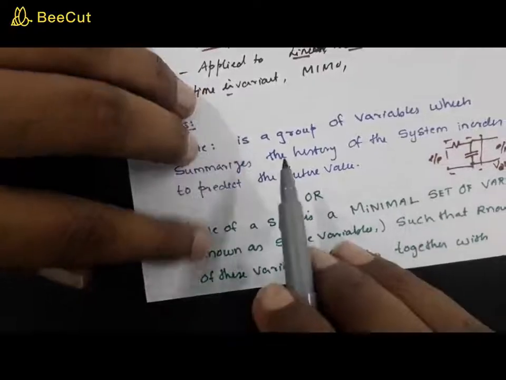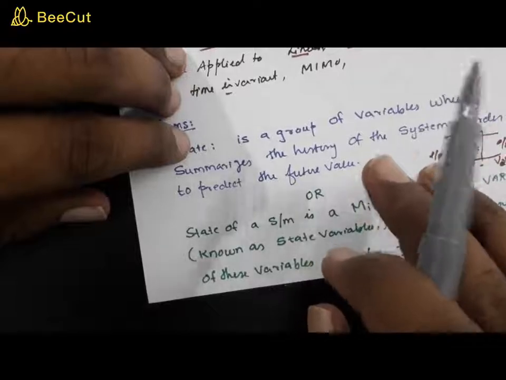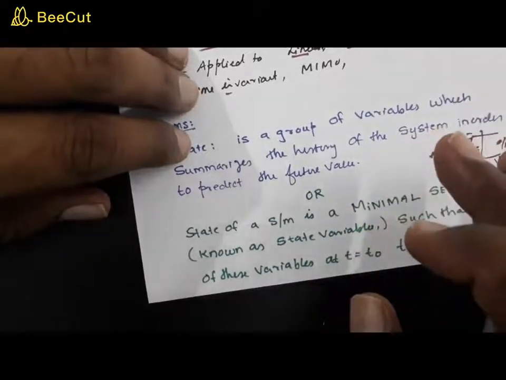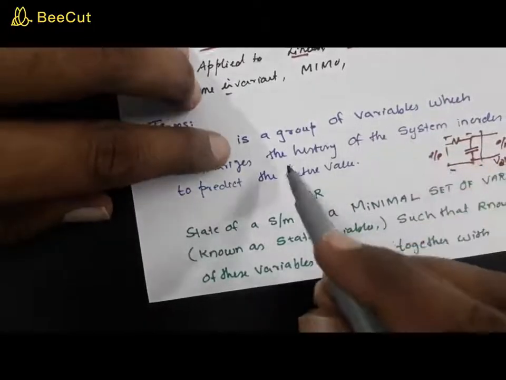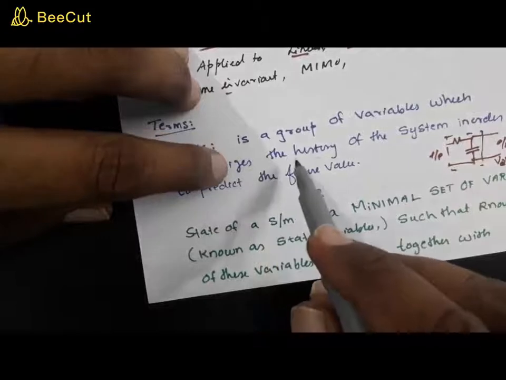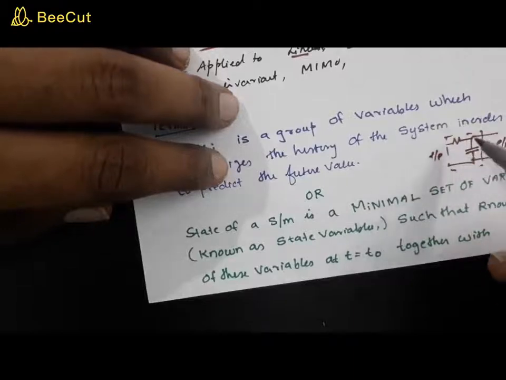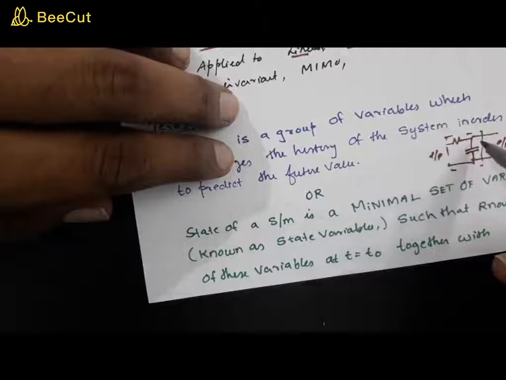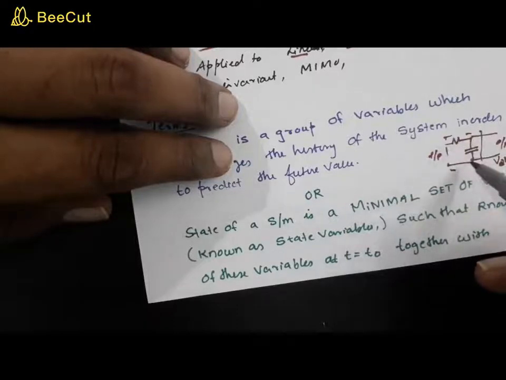So the state actually depends on the system which you are analyzing. Depending on the system, you can have a group or a set of variables which actually summarizes the history of the system. For this case, the voltage across the capacitor gives you the history of the system, so that the output can be predicted.